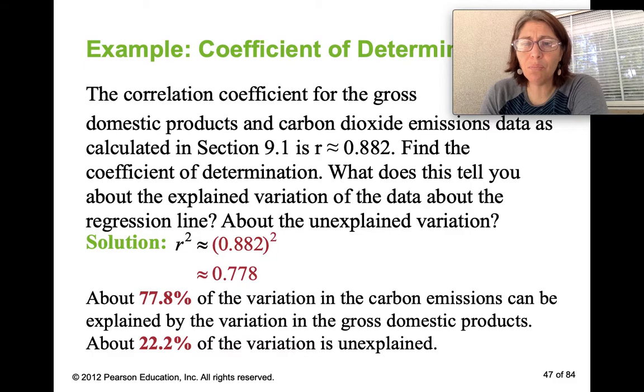So 77.8% can be explained. The other 22.2% is unexplained. We're not really sure why there's that sort of relationship, that variance, but 77.8% is an explained variation. So that is not too hard. The coefficient of determination is not too hard. We just need to find R and square it.